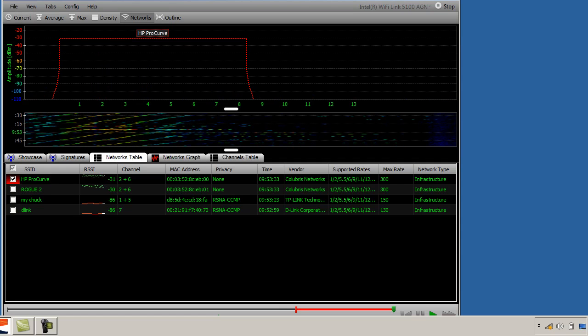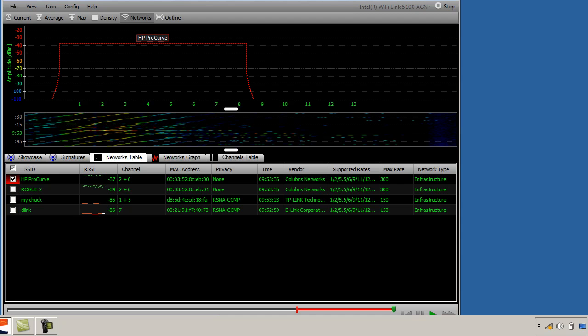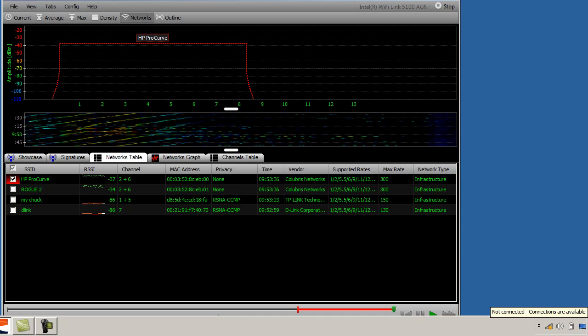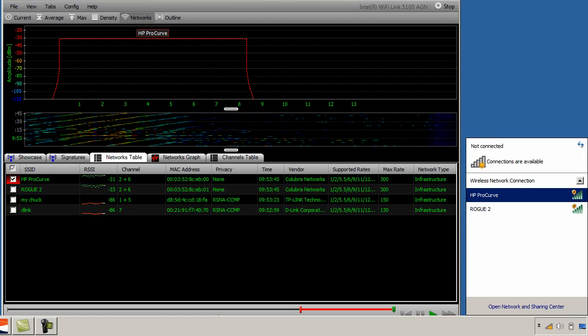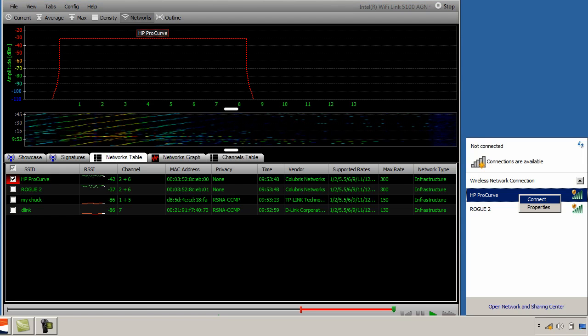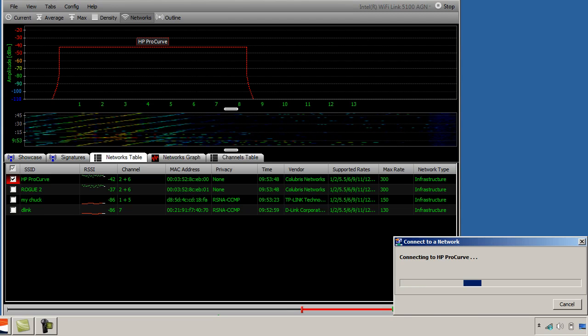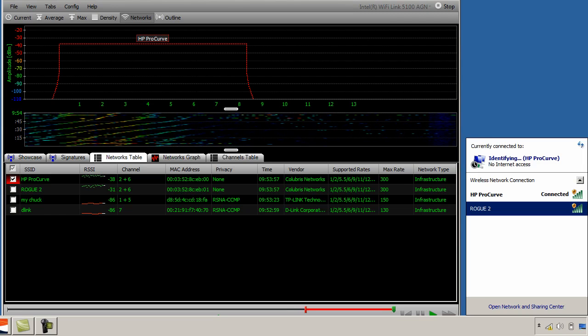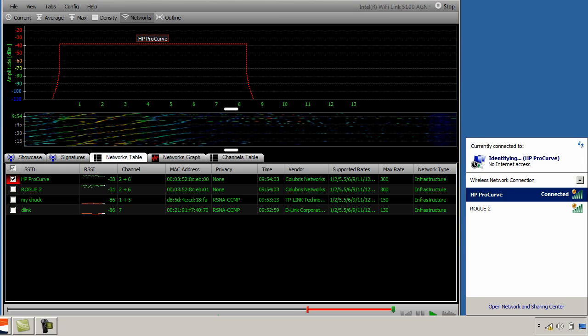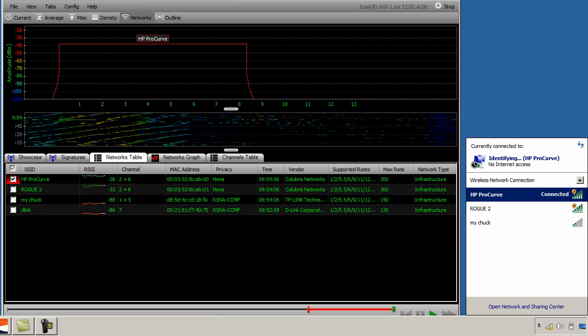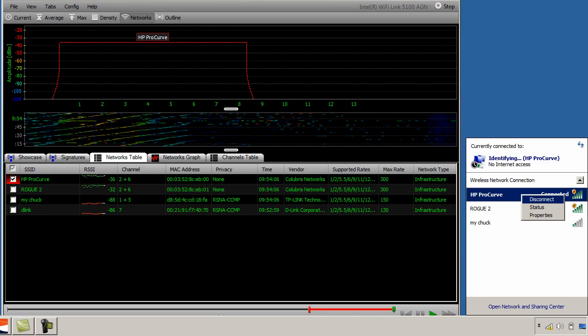So now we've had a look at our spectrum analyzer, let's go ahead and connect to our access point. So I select this button down here, and here you can see my HP access point. I select this and select connect. You can see that I'm now connected, and as I mentioned, there is no internet connection, so I do not need to be concerned with that. So what I'm going to do is right click this and select status.